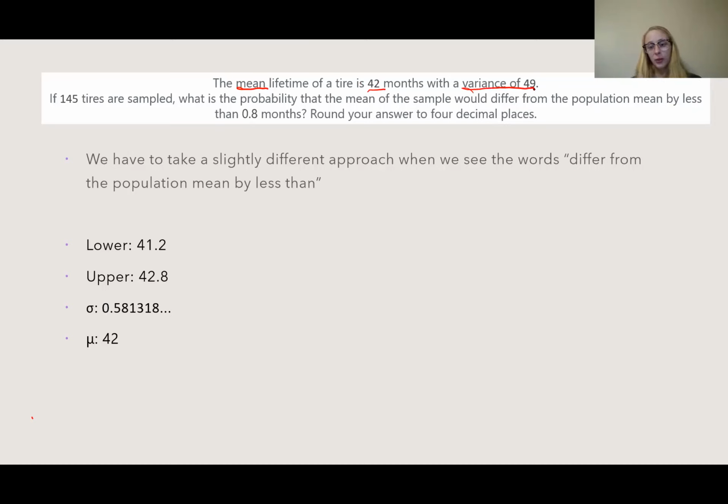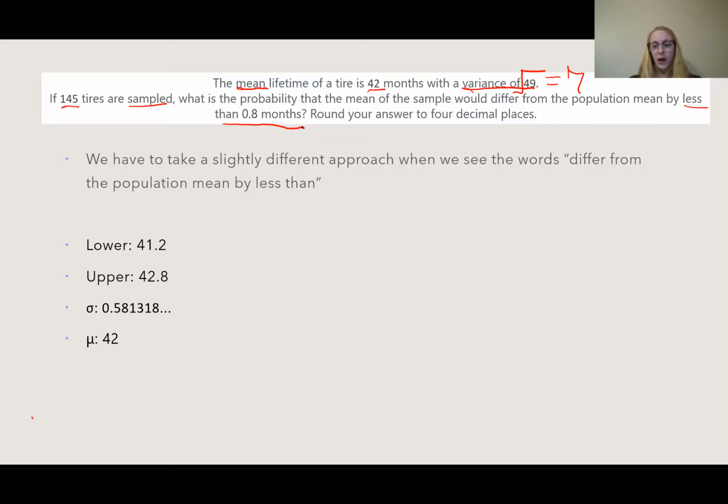So we'll have to do like we did in the last problem where we were given variance. We had to take the square root of it to get our standard deviation. So let's go ahead and do that now. If I take the square root of 49, you should get 7. So 7 should be our standard deviation in this problem. So we're sampling 145 tires, and we want the probability that it will differ by less than 0.08 months.